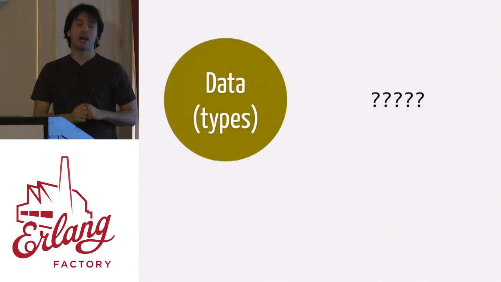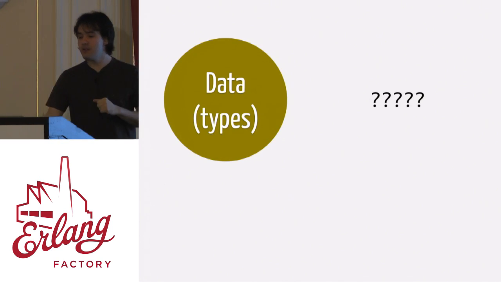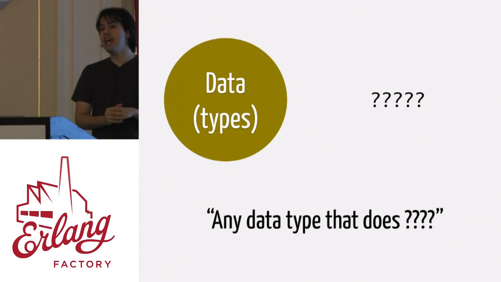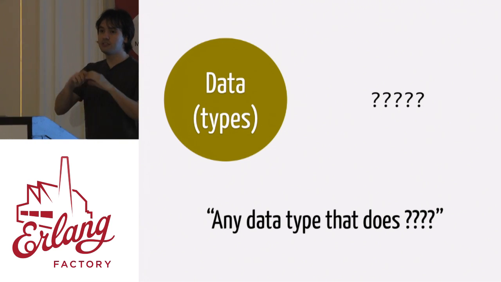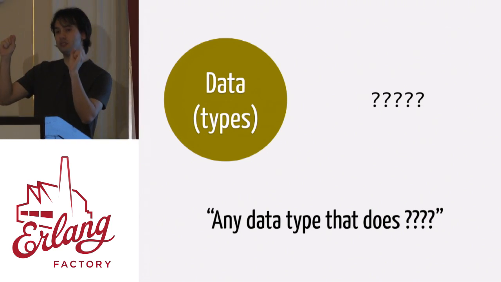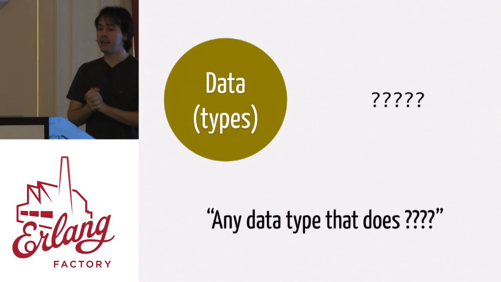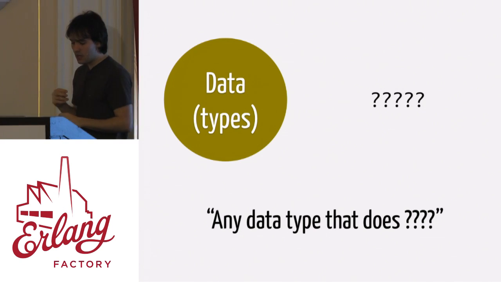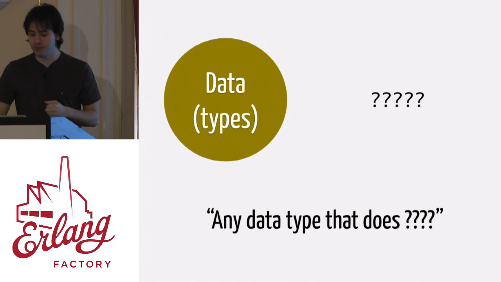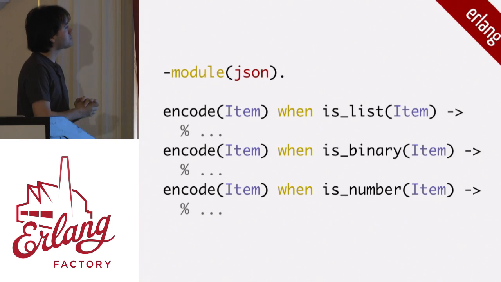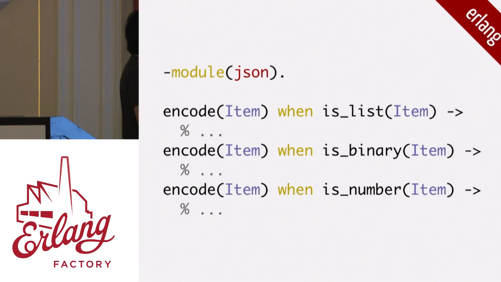And when it comes to data types, we don't have that. We don't have a way to say, you can give me any data type you want as argument as long as this data type does X. We don't have this X. And one example of why this is useful, and I like to use a lot, is the JSON example.